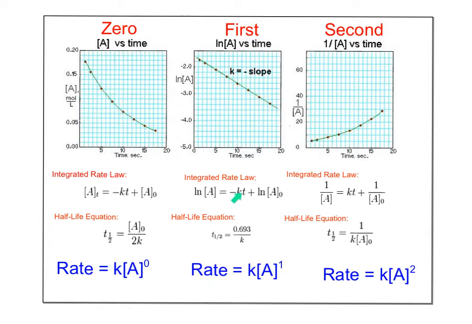Also, you can solve for K by plugging in a starting concentration, a concentration at a specific time, and solving for K, or if you are able to, you can find the slope of the straightest line. That's another way to solve for K.